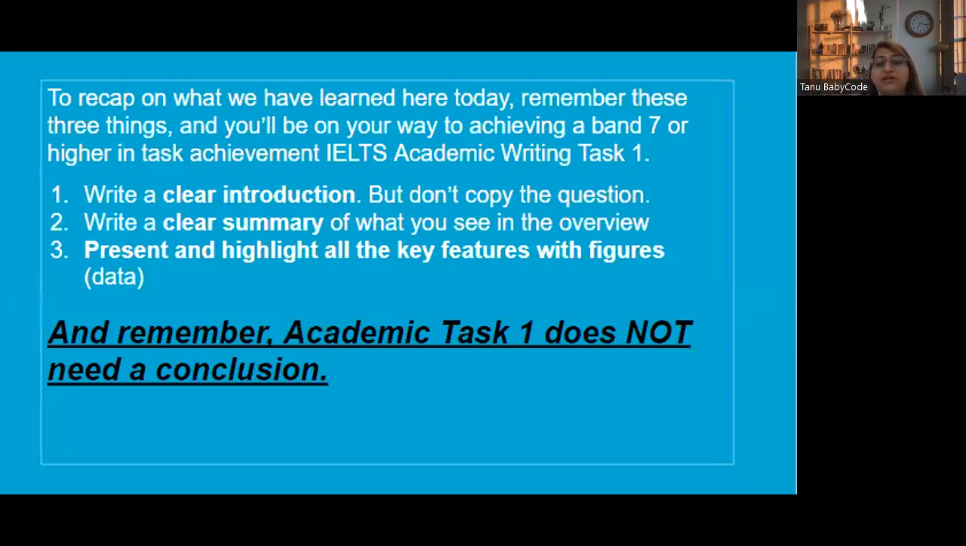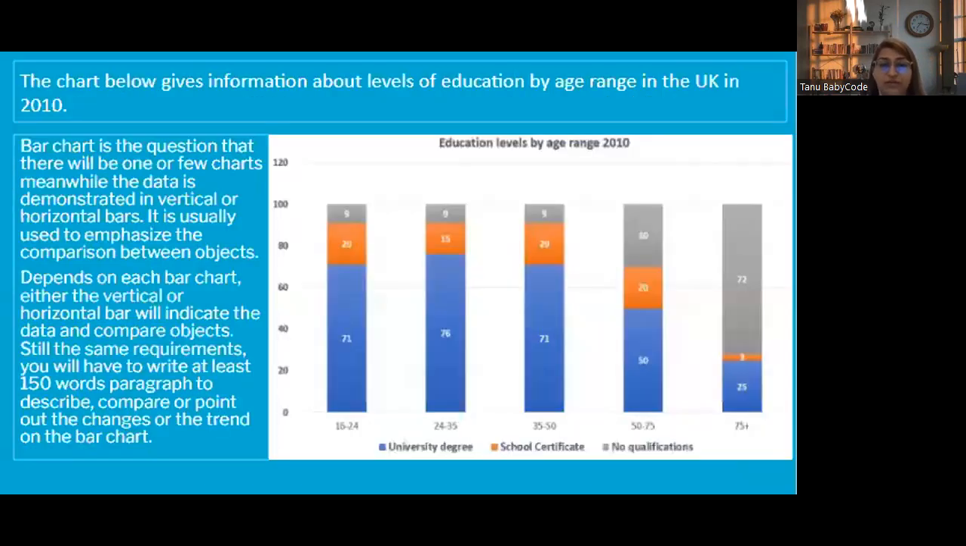Now, what we have learned today, we discussed a clear introduction that you have to paraphrase. We talked about a clear summary of the overview that you have to summarize and then presenting the key features with supporting data. And remember, academic task 1 does not have a conclusion. So please do not write anything related to a conclusion part.